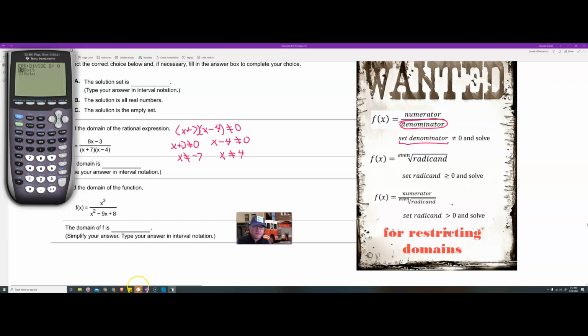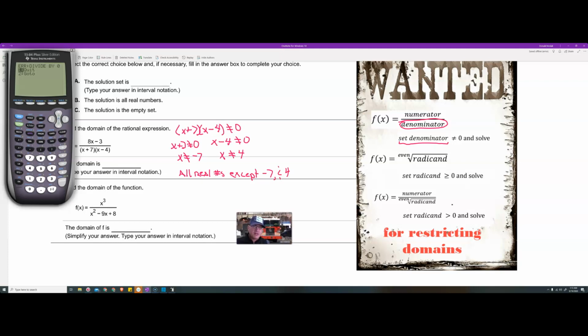So to prevent that, we exclude those from the domain. Now the way that we write this, how would I write all numbers except these two? Well, an easy way is just to write it out. I could just say the domain is going to be all real numbers except -7 and 4. And that would be pretty simple.